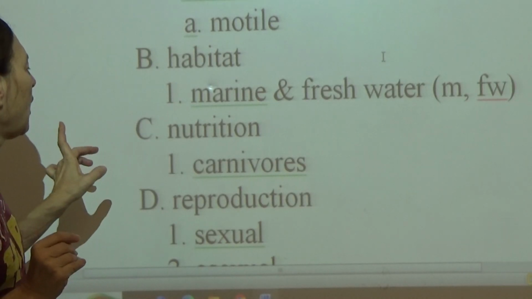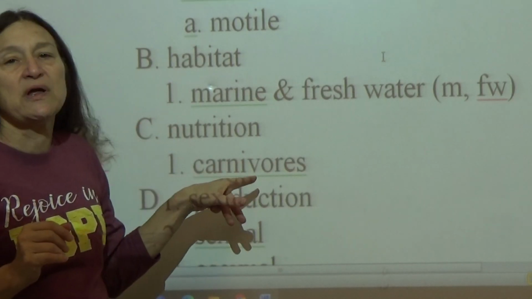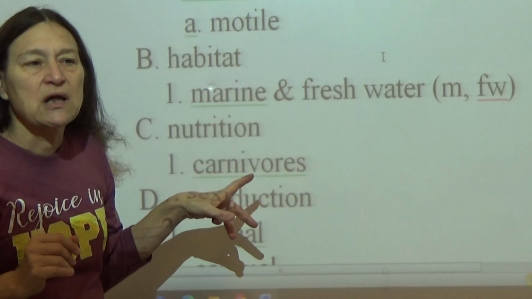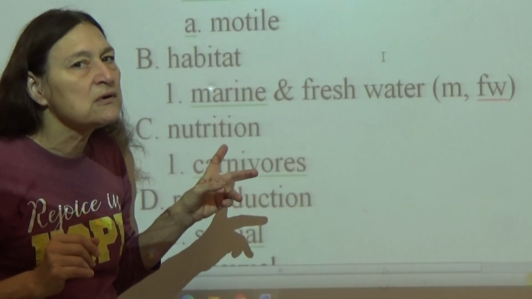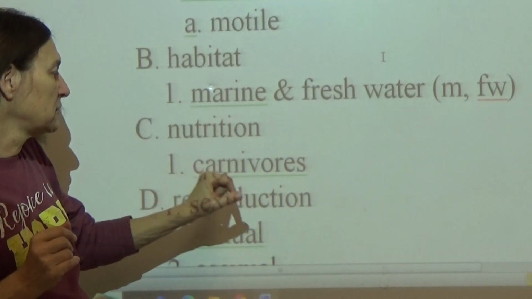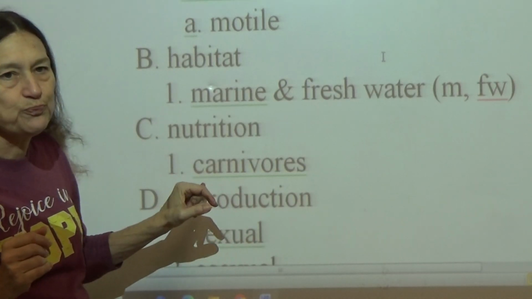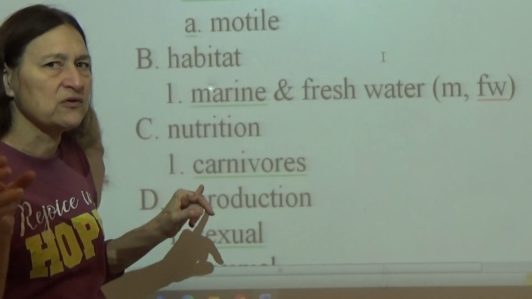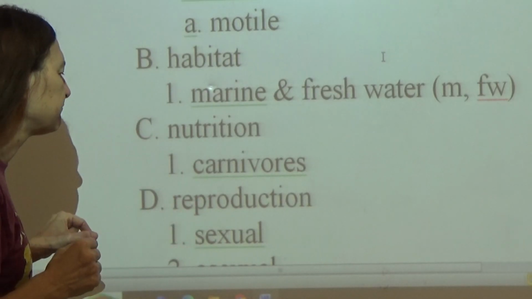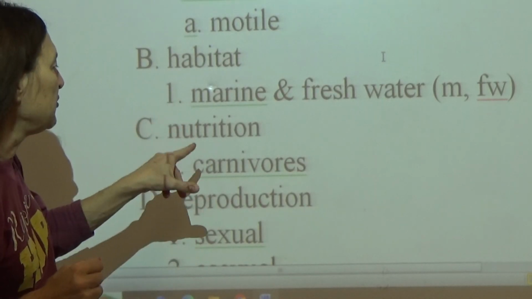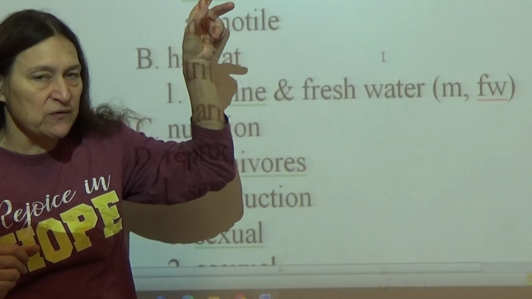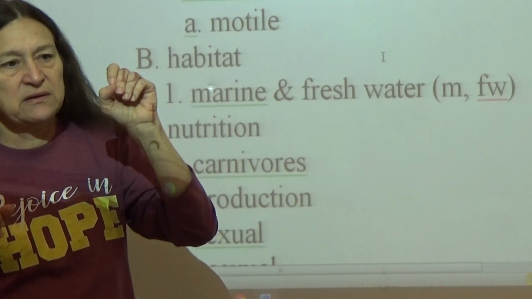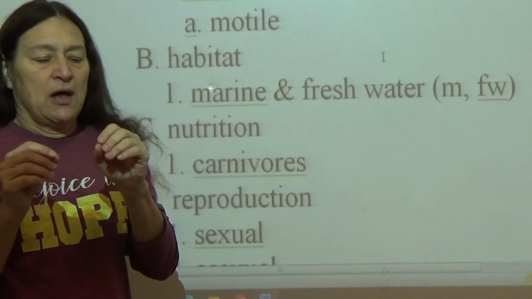All right. Nutrition, ooh, they are carnivores. And a carnivore eats meat. All right, so they are meat eaters. They're going to eat other critters out there. And again, how do they do that? Well, remember the tentacles with the nematocysts and all.